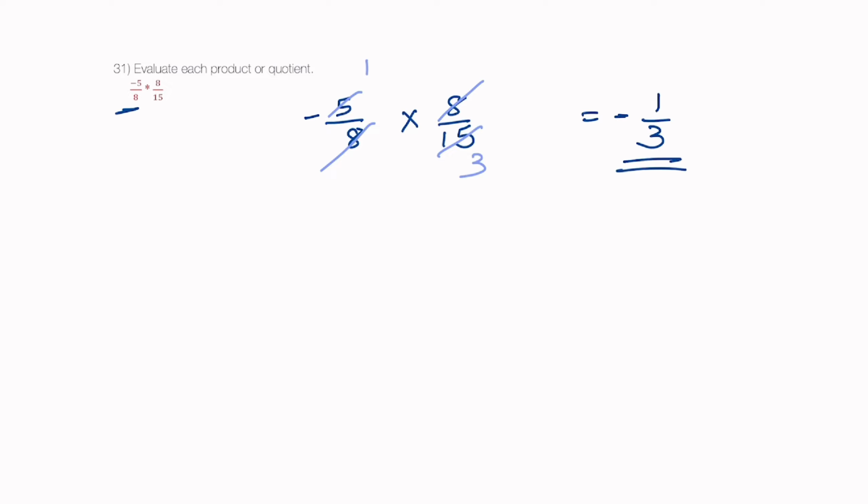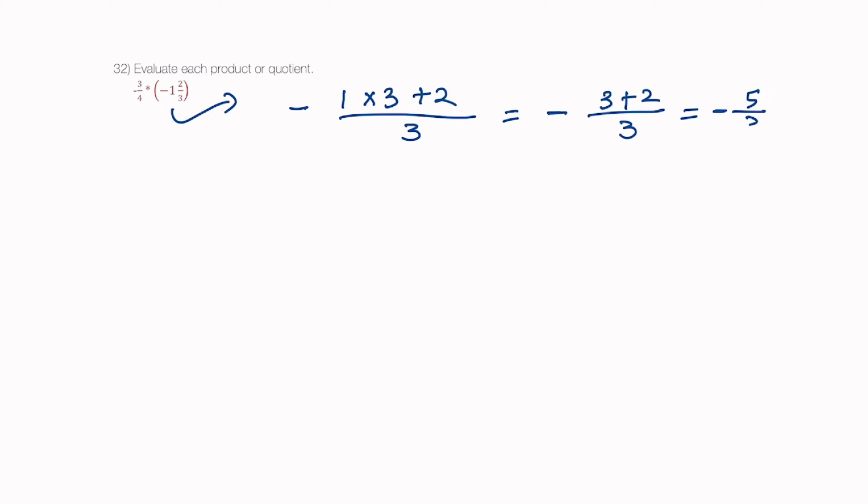Now we have fractions here, and it's simple. 5 over 8 and 8 over 15. 8 and 8 is out. 5 times 1 is 5. 5 times 3 is 15, which means the answer is 1 over 3 with a negative sign, as we have one negative sign here.